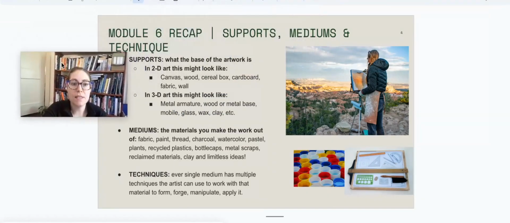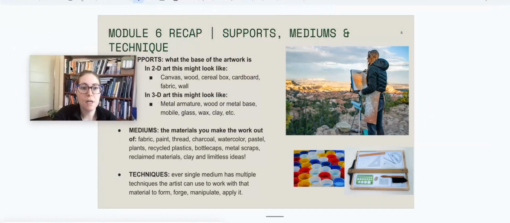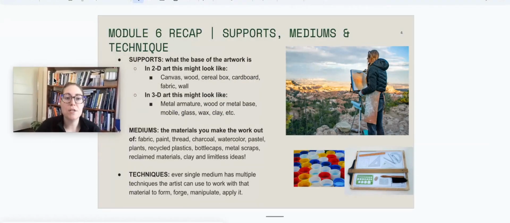All right, so from last week, this should look familiar. So this is the same information. We talked about supports, what that might be. It could be everything from what you're painting on top of or drawing on top of to what you're building a sculpture out of. And we talked about different mediums, the materials that you make the work out of. So whether that's fabric, thread, charcoal, recycled materials, clay, the limitations are endless.